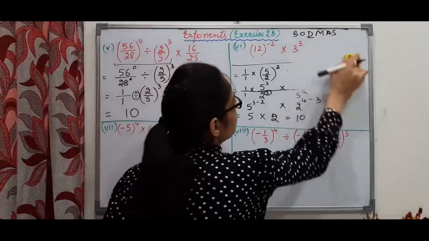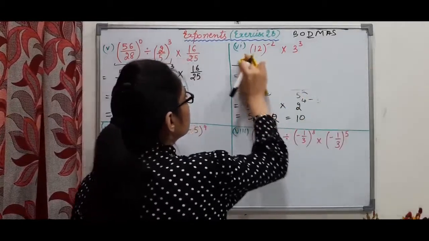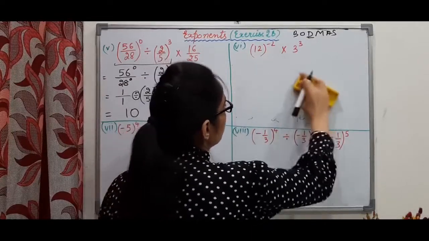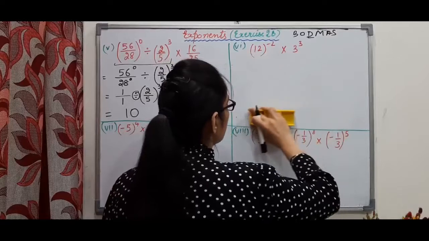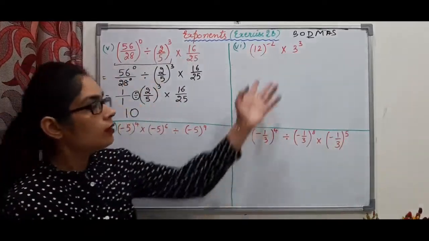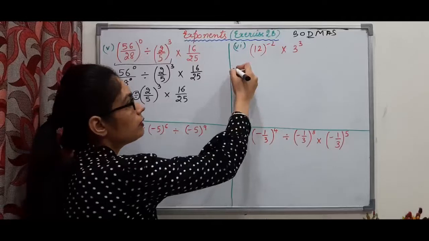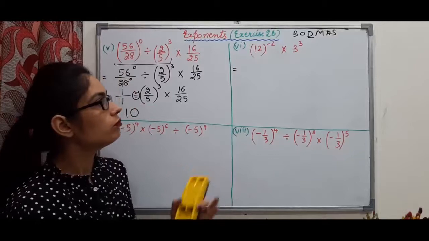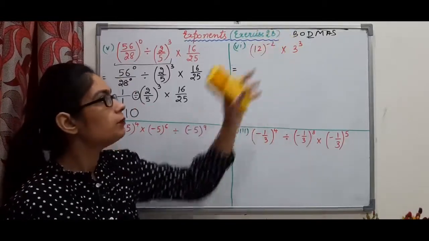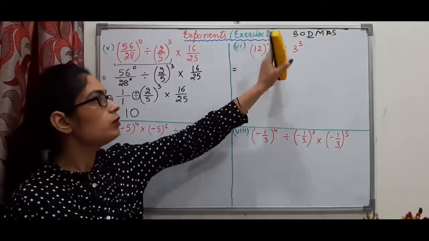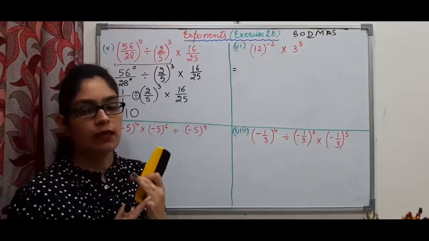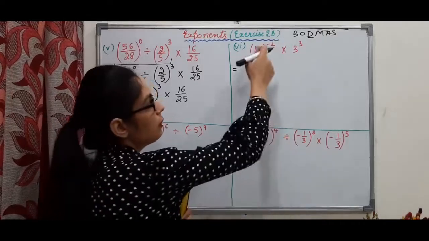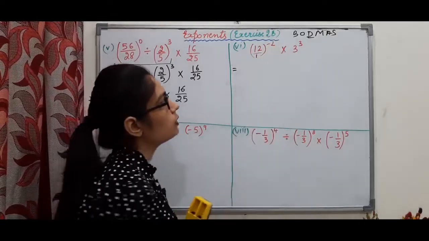So sixth part we'll do now. In sixth part it is given to us 12 to the power minus 2 into 3 to the power minus 3. Both the bases are different. So if the bases are different, we cannot do anything. Only thing which we can do, max to max, we can make its power positive, because it is negative, so we can try to make it positive. We cannot apply here product rule or quotient rule and even power rule, because only one power is there. So we can make this power positive.